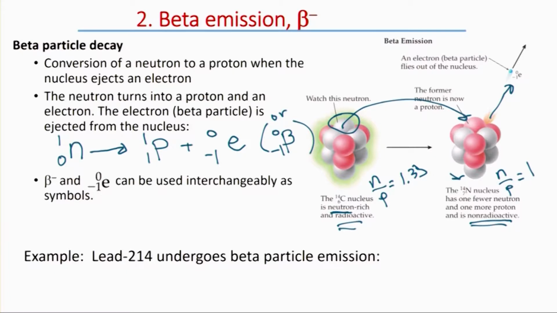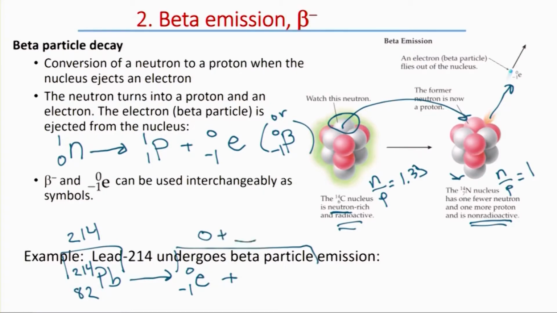All right, let's do an example. We have lead 214. Now looking at the periodic table, I can see its atomic number is 82. We are told this undergoes beta particle emission. I know that a beta particle is an electron with a 0 and a -1. This is getting emitted when this lead converts a neutron into a proton. All right, so let's do the math here. We know that this is 214. So 0 plus something has to equal 214. We know it's 214.